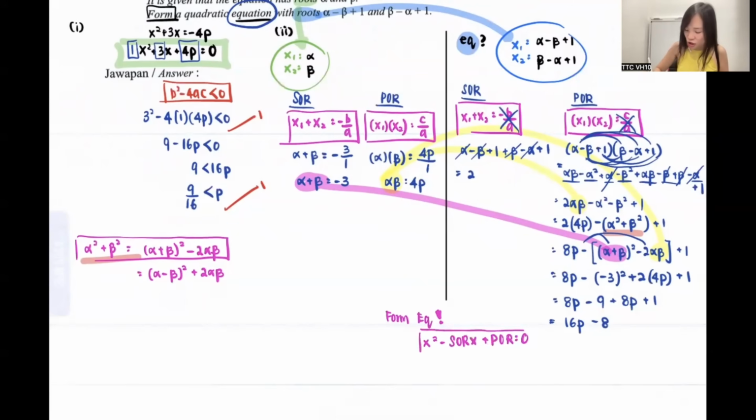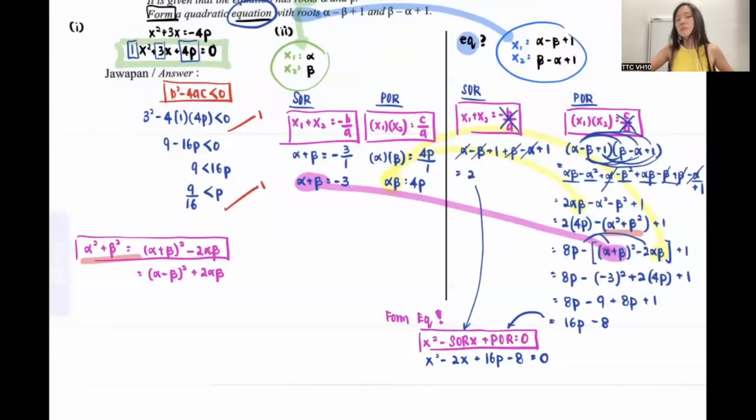Guys, it's again not provided. Memorize it, okay? So my dear, x squared minus, my SOR I already got it, 2. My POR I already got it, 16p minus 8 equals 0. And guys, there's nothing I can do already. That is exactly how the answer looks like.